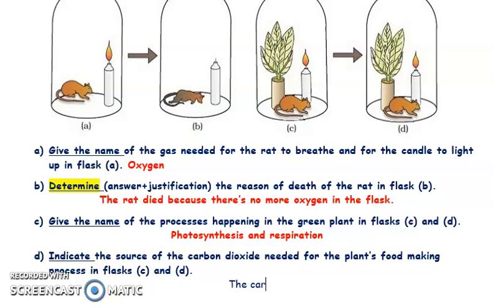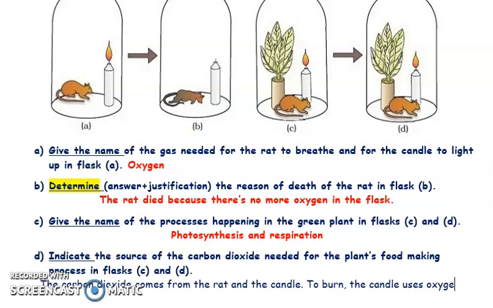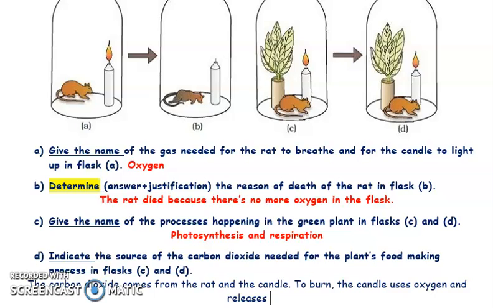So the carbon dioxide comes from the rat and the candle. How is this happening? To burn, the candle uses oxygen and releases carbon dioxide. The rat breathes in oxygen and it also releases carbon dioxide.